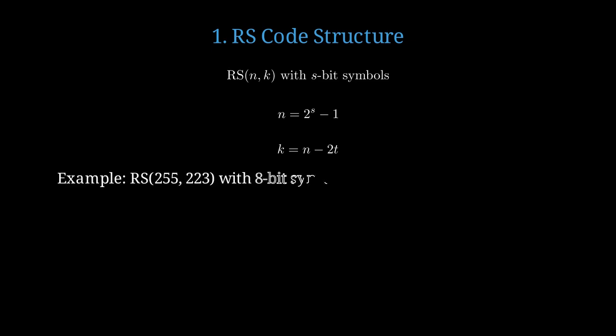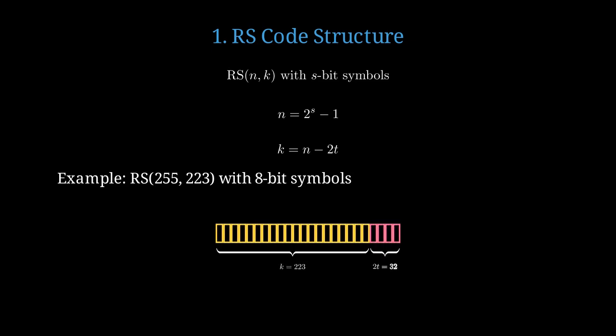For example, RS(255, 223) with 8-bit symbols is commonly used in CD-ROMs and DVDs. This code has 223 data symbols and 32 parity symbols, allowing correction of up to 16 symbol errors.